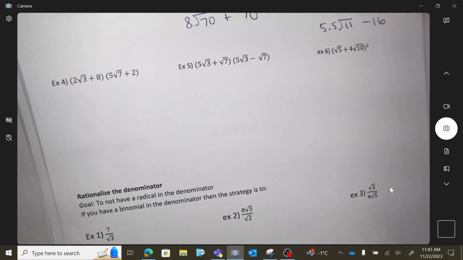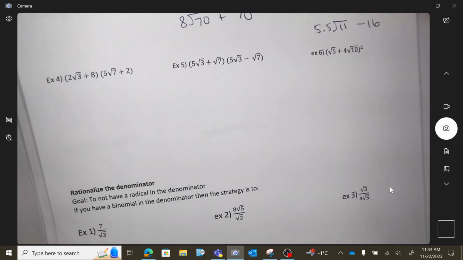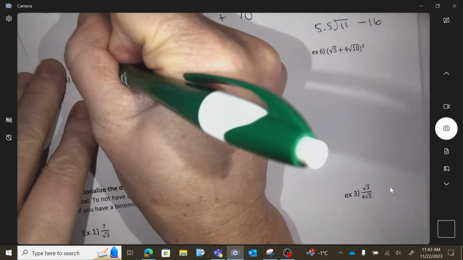Number 4. What do you think we should do with that kind of multiplication? 2 things, and then there's 2 things. Anybody have something for me to do? Bobby's saying you should do this and this and this. What's the name for this and this and this? I should FOIL this out.